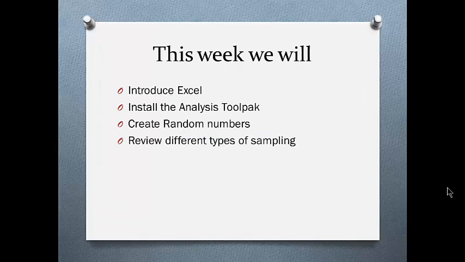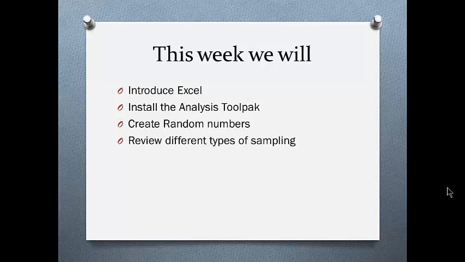So, in this video, we're going to introduce Excel. We're going to install what's called the Analysis Toolpak. The Analysis Toolpak is an add-in for Microsoft Excel that helps us do some statistics, and it's really easy to turn on, and once we turn it on, we'll never have to worry about it again. You don't have to turn it off, you only have to do it once. It's really nice. We're going to use the Analysis Toolpak then to create some random numbers to get used to it, and then we're going to review the different types of sampling that we can use those random numbers to help us with.